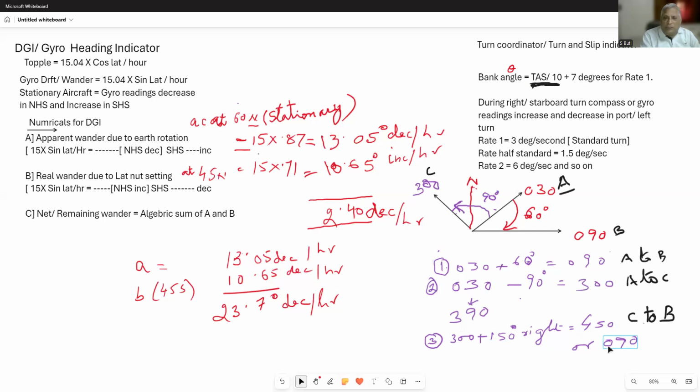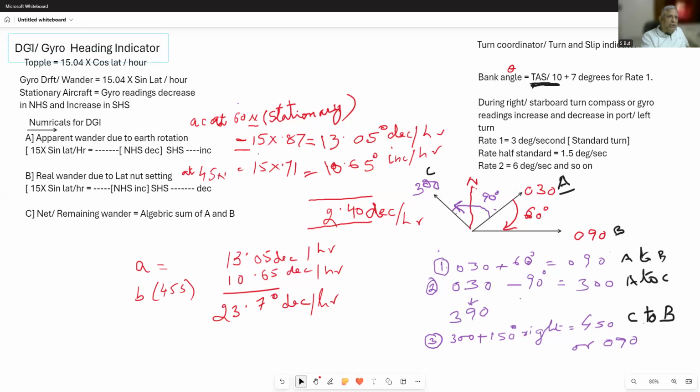Okay, next question could be, you are making this turn from 030 towards left up to 300. How much time will it take? Find out the total turn, 90 degrees. If it is rate 1, divided by 3, I will say 30 seconds. Rate 2, divided by 6, 15 seconds, and rate half, 1.5 degrees per second, 60 seconds. These are some of the questions asked in turn coordinator, turn and slip indicator, and now you find out how simple they are.